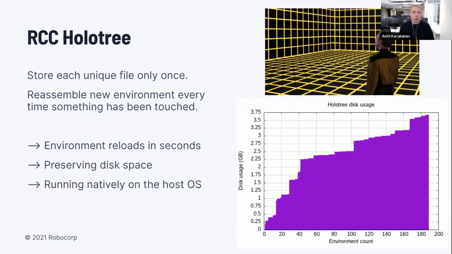And on the right here on the bottom, I have a graph showing how much disk space we are using across 180 different runtime environment variants on the cloud environments that we operate ourselves for our customers. So you can see these jumps in the storage usage as we add new environments, but the Holotree system makes sure that only new files are stored. We don't store duplicates of anything. So we get 180 plus environments in 3.5 gigs, which is pretty amazing, I think.